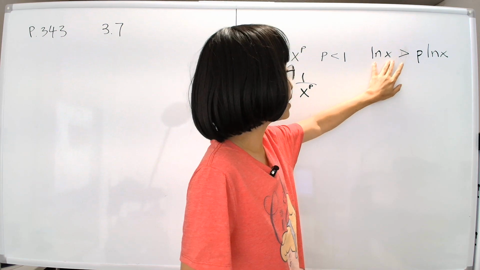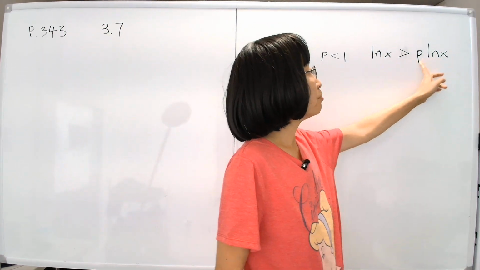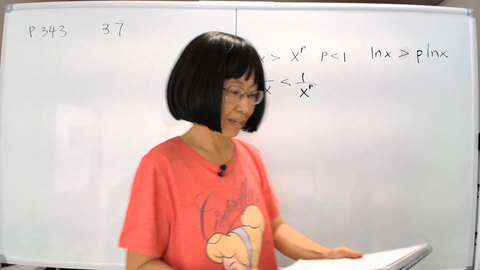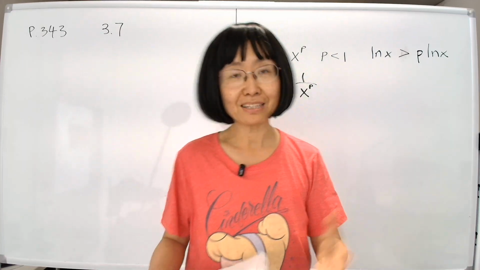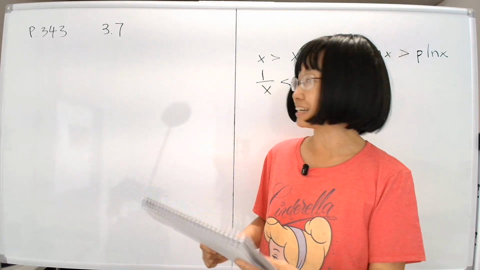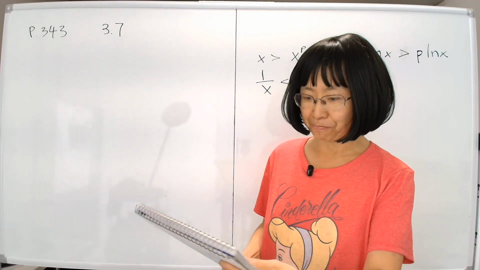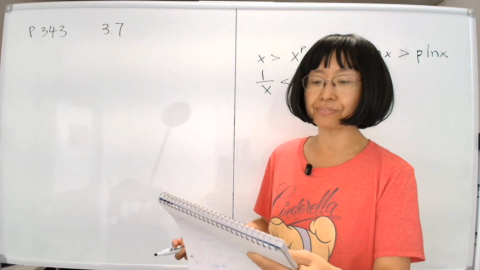The natural log of x, which is positive, is going to be bigger than that same number multiplied by a number that's less than 1. Is that simple? Still, I wish your book had mentioned this line. That would have helped. But either way, the solution is directly available. So let's look at the homework.